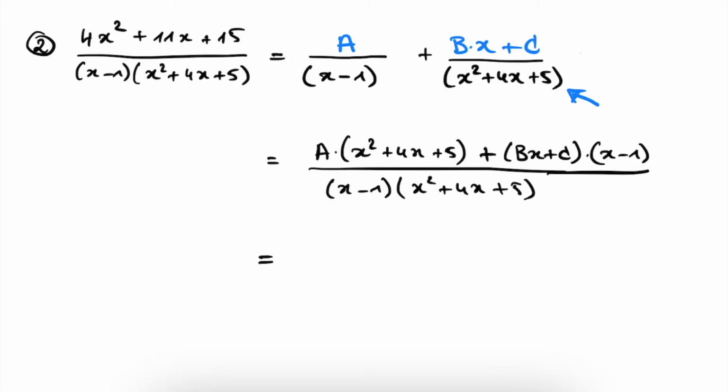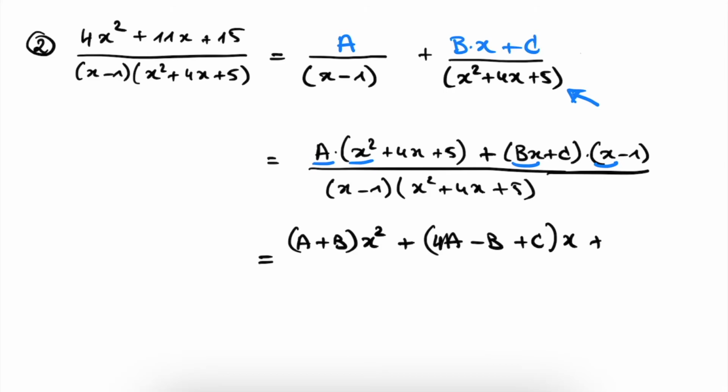Let's first take x squared. So we have a times x squared here, and we have b times x multiplied with x, which is b times x squared. So we get a plus b times x squared. And now we take all the terms with a single power of x. So we have a times 4x. So we already have 4a. Here we have minus 1 times b times x. So that's minus b. But we also have c times x. So we also get plus c. And all these are multiplied with x.